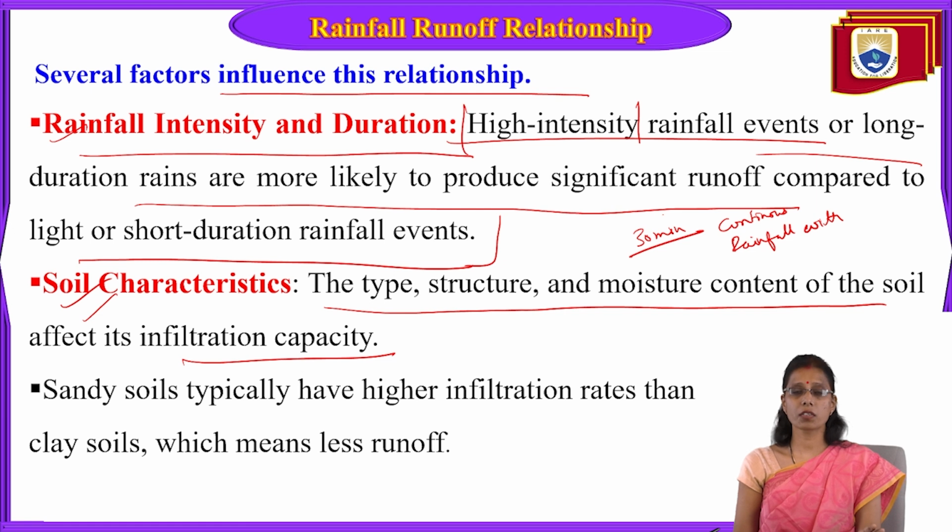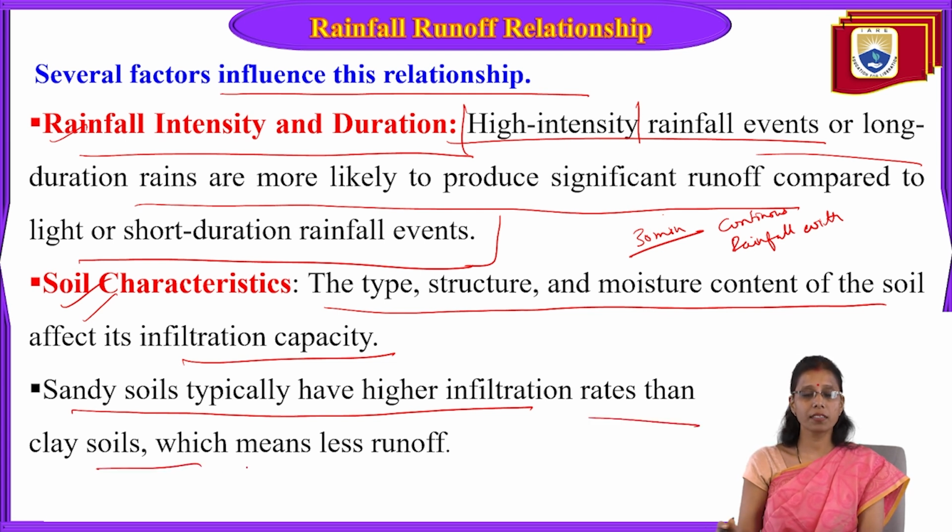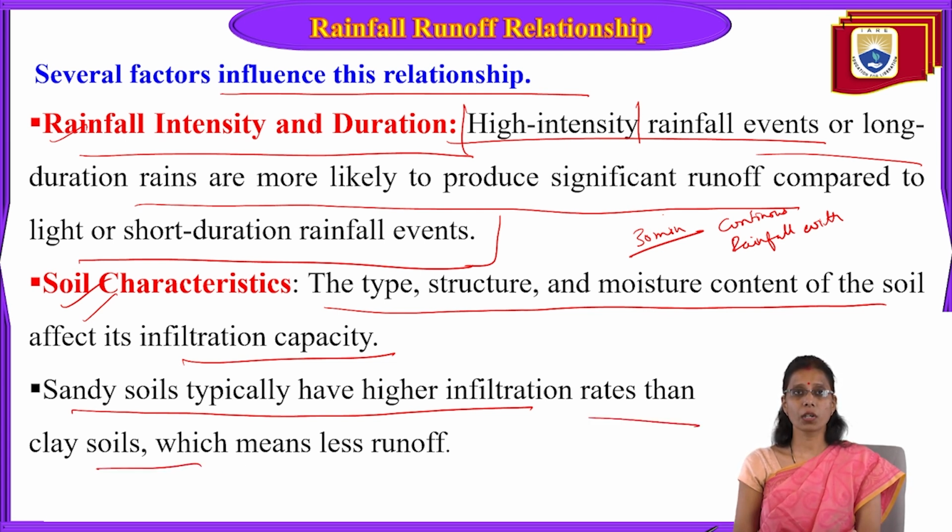If the structure of the soil is sandy, sandy soil typically has higher infiltration. In areas where sandy soil is present, even when the rainfall is of high intensity, the soil is able to hold the water because it has a very high infiltration rate. Immediately, the water infiltrates into the soil and is converted into groundwater. Clay soil, however, has very low infiltration. When water falls on the ground, clay soil will not absorb it, so the runoff is more.